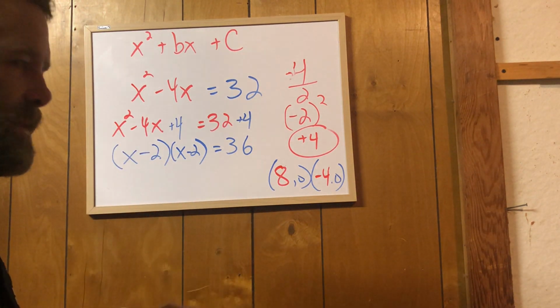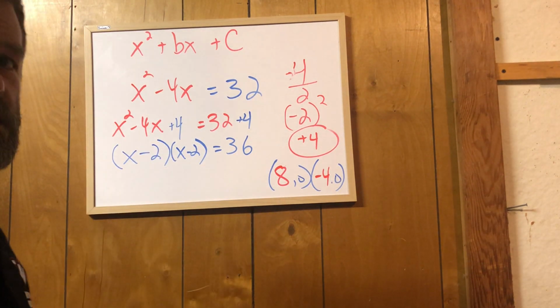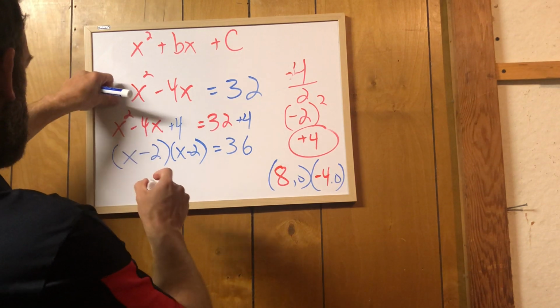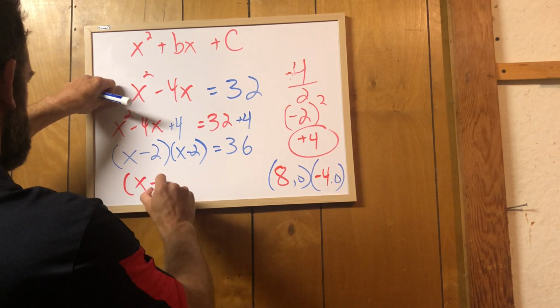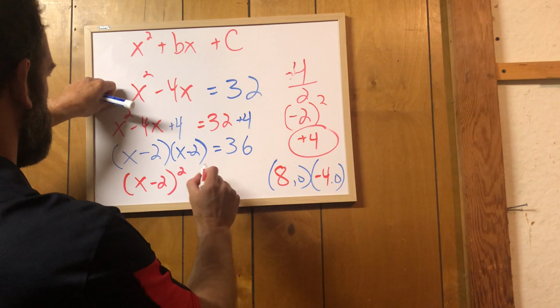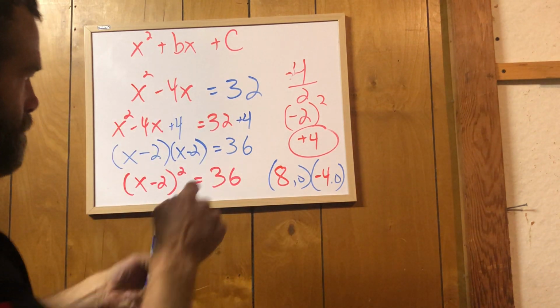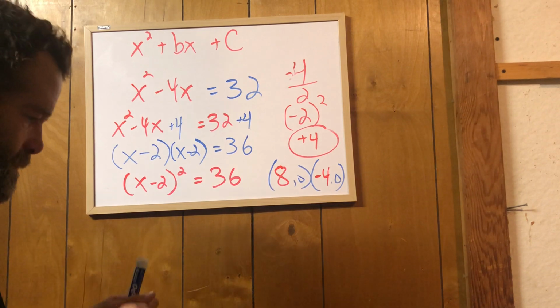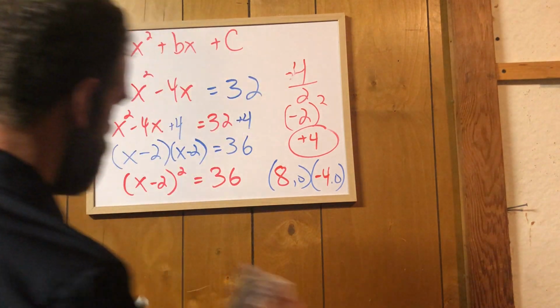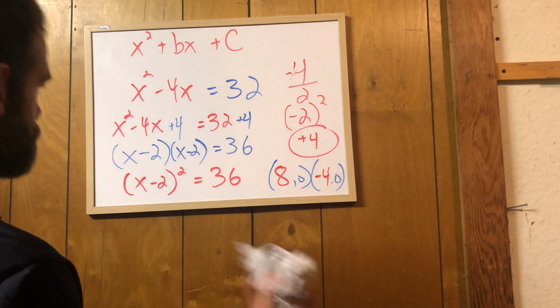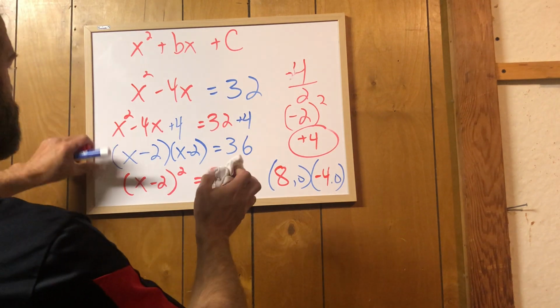I'm going to clean this up. Instead of saying x minus 2 twice, I'm going to say I have (x minus 2) squared equals 36. Remember, this is my solution. Now, I'm doing this to solve. I'm solving for my x.